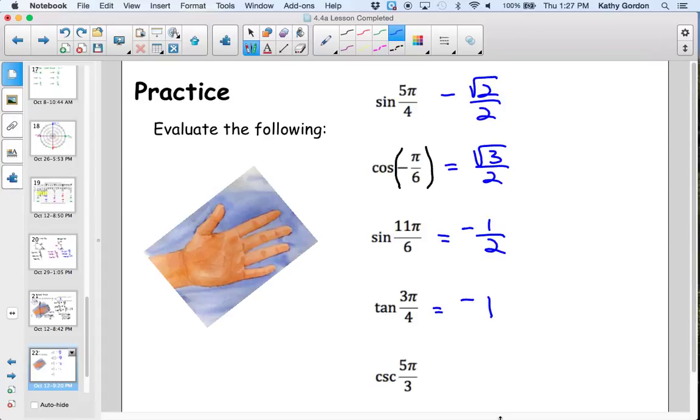All right, cosecant of 5 pi over 3. Reference? Pi over 3. Quadrant? 4. But what am I really going to be looking for? Sine. So I think about what's the sine of 5 pi over 3. Sine in the fourth quadrant is? Negative. And sine of pi over 3 is? Square root of 3 over 2. So now, that means cosecant of 5 pi over 3 has got to be what? Negative 2 root 3 over 3. Just take the reciprocal.